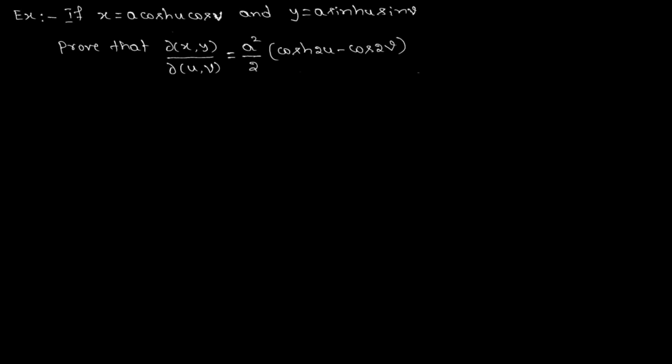Let us take another problem on Jacobians. Here we have x as a function of u and v, y also as a function of u and v. That is, x depends on u as well as v, and y depends on u and v. Now we need to prove the Jacobian of x and y with respect to u and v is equal to this. Let us find the Jacobian now.